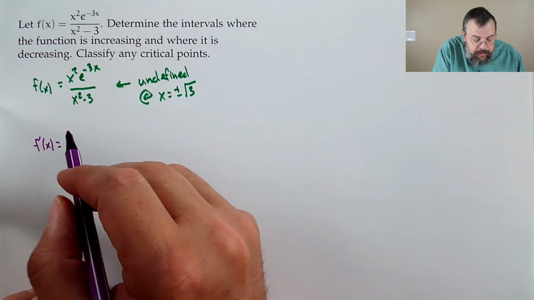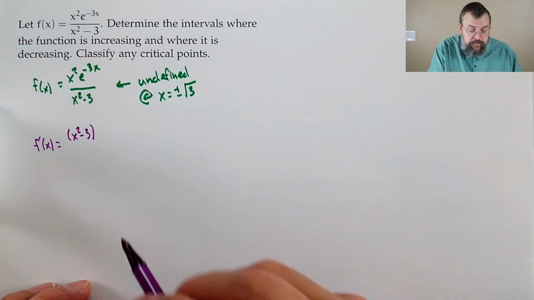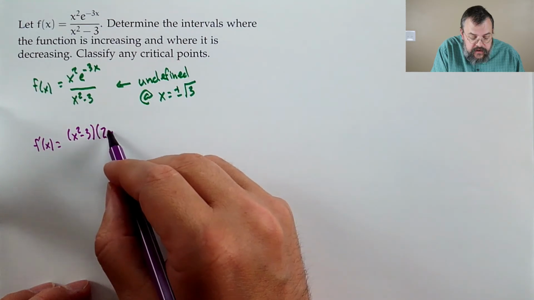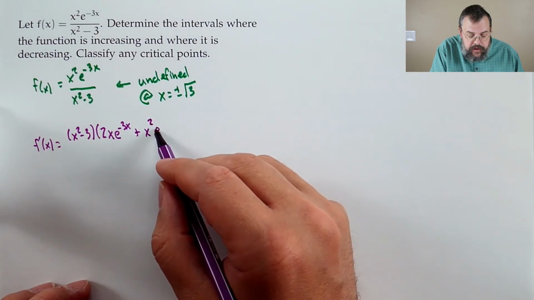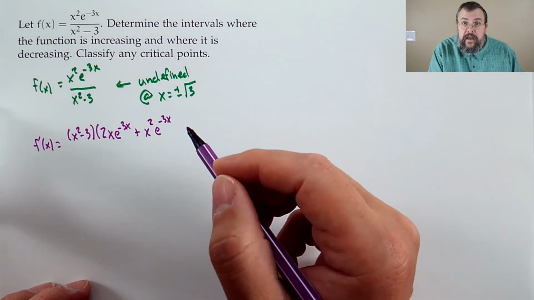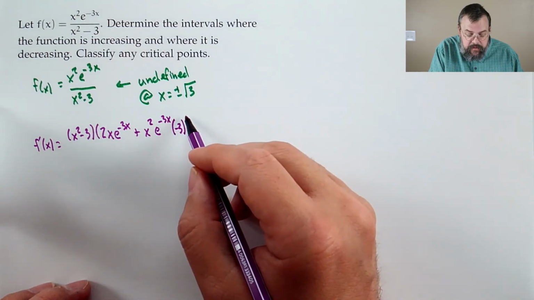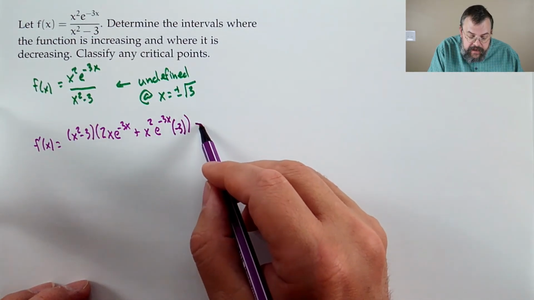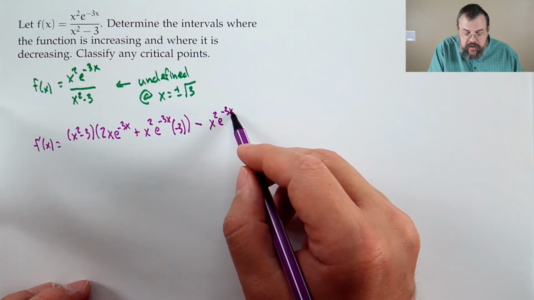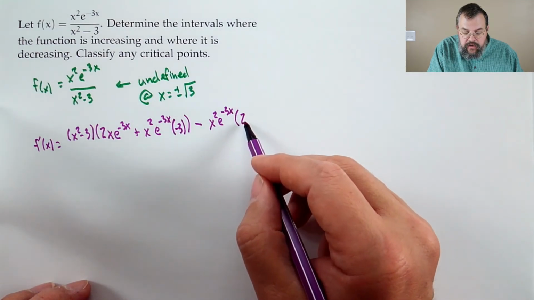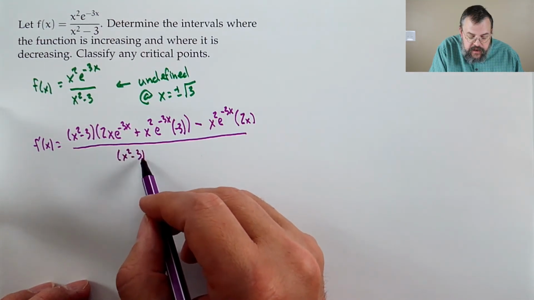So, taking our derivative, we're going to take the bottom, x squared minus 3, times the derivative of the top. So for that, we're going to need to do the product rule. The product rule says take the derivative of the first, 2x, times the second, plus the first, times the derivative of the second. Well, e to anything, the derivative of that is e to that anything, times the derivative of that anything. So in other words, the derivative of the exponent. In our case, it'll be negative 3, minus, okay, so we took the bottom times the derivative of the top, so minus the top, x squared e to the minus 3x, times the derivative of the bottom, which would be 2x. All of that, divide that by x squared minus 3 squared.